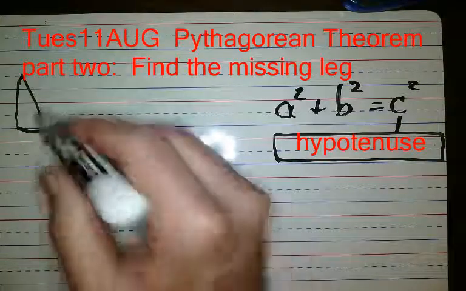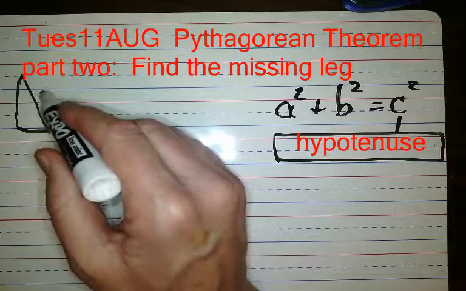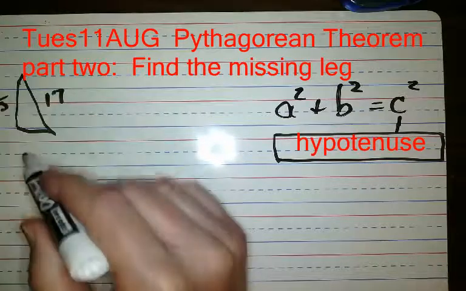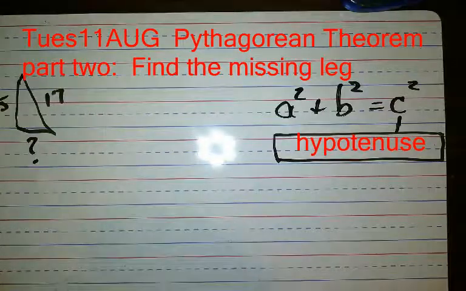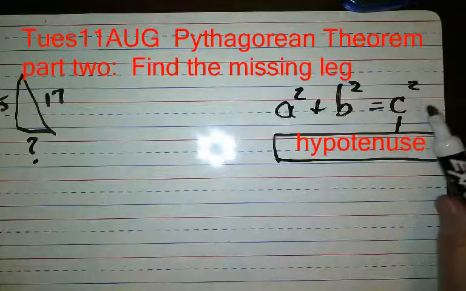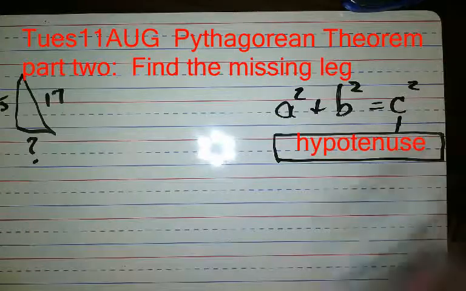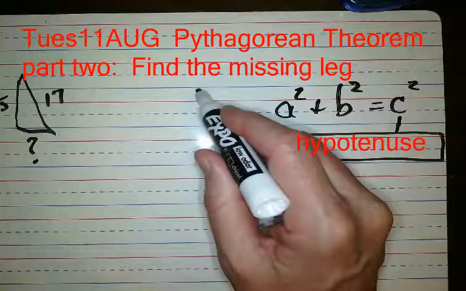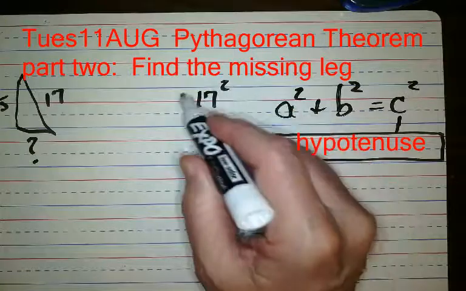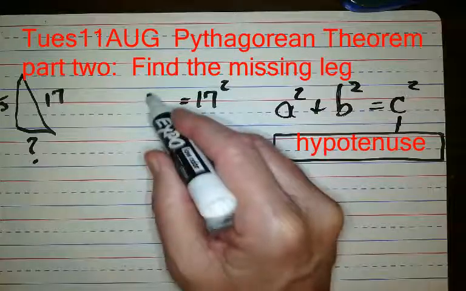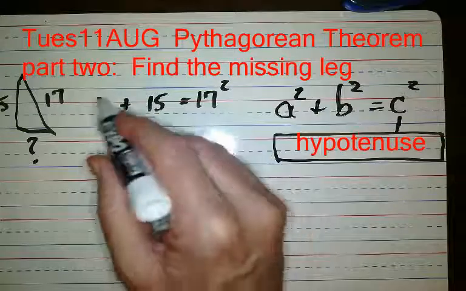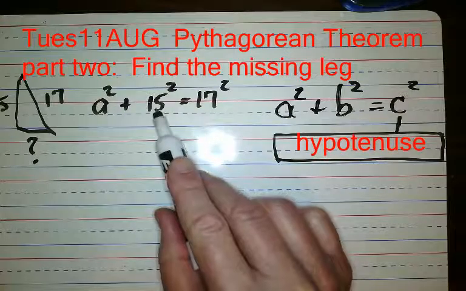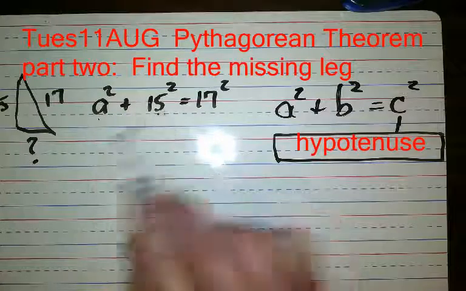So the side that we know here, if this is 17 and this one is 15 and this side we don't know, then 17 has to be where the c is. So the first thing you do whenever you know what the hypotenuse is, you have to put it in the right spot. Now it doesn't matter where you put the rest of it. So the a can be in front or behind. The 15 could be the first number or the second number, but I'm going to do it this way.